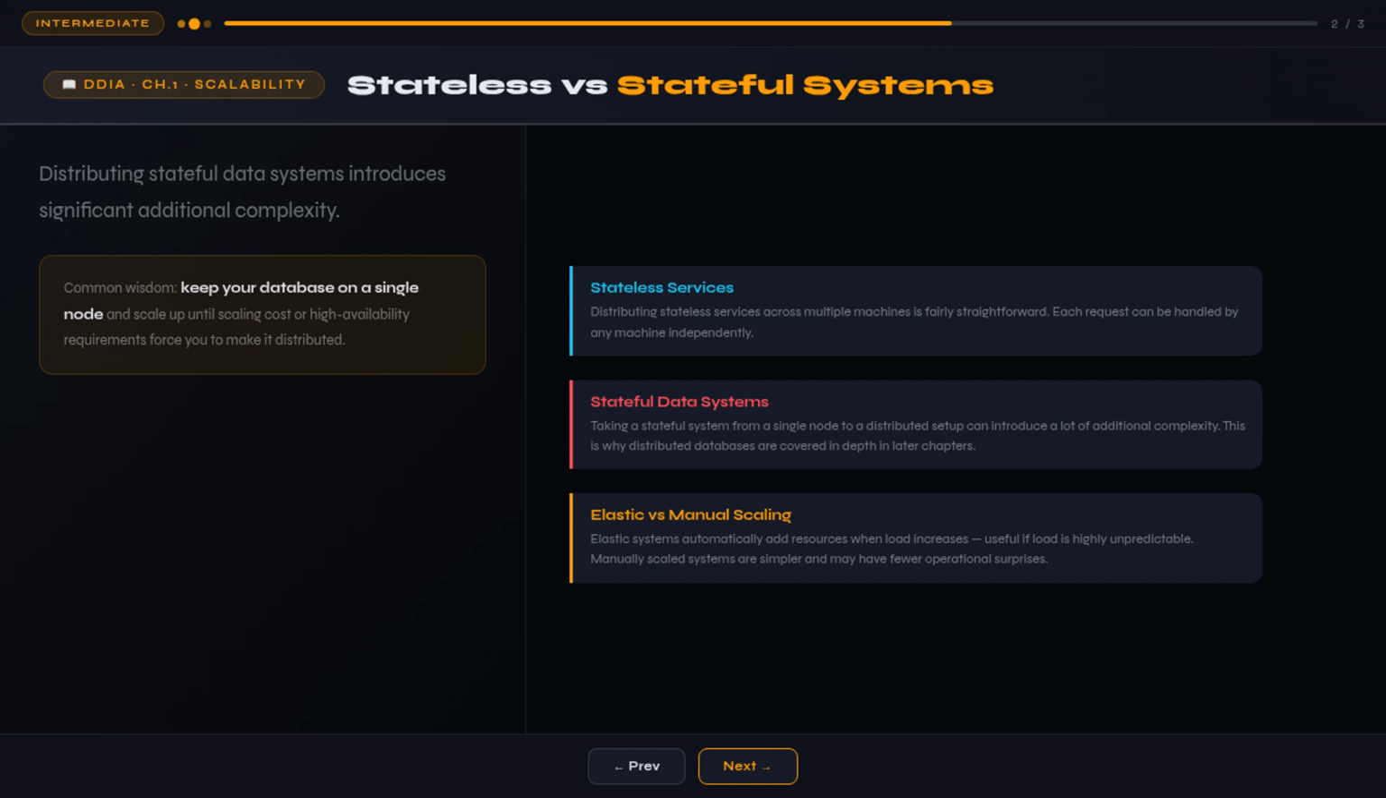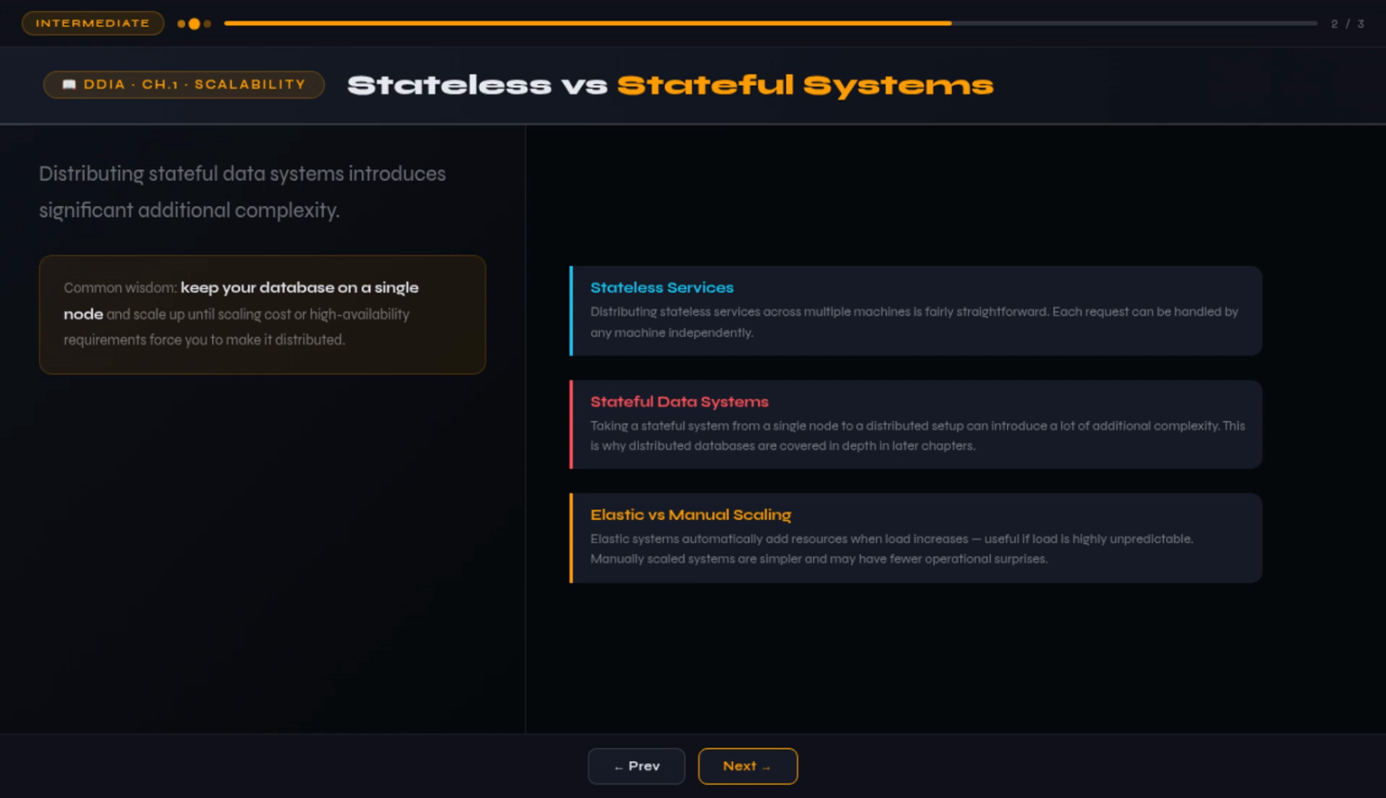Distributing stateless services across multiple machines is relatively straightforward. A stateless service is one that treats every request independently. It doesn't need to remember anything about previous requests. Serving static files, running a computation, rendering a page, all stateless. You can put 10 machines behind a load balancer and they all handle requests identically. Stateful data systems are a different story entirely.